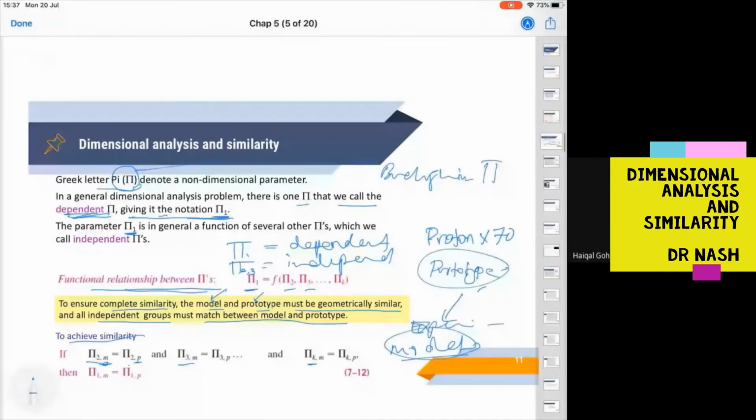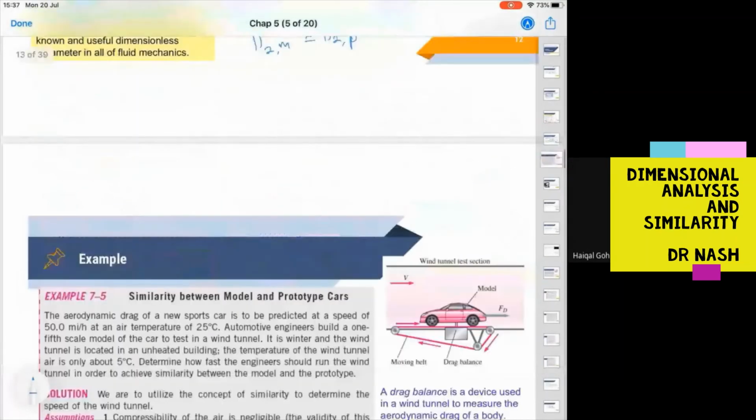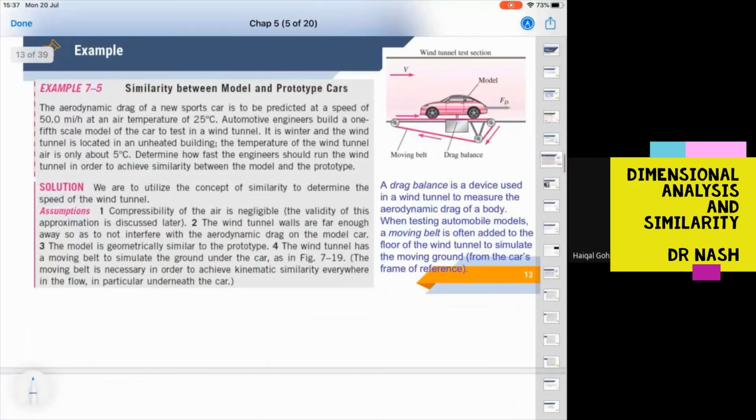Over rho V to the power of 2 and L to the power of 2, and then when you put them together you will see rho VL over nu, which is what? Which is the Reynolds number. Okay, let's do this example.